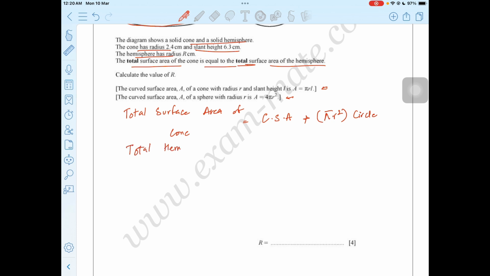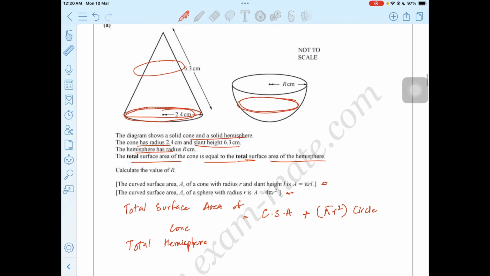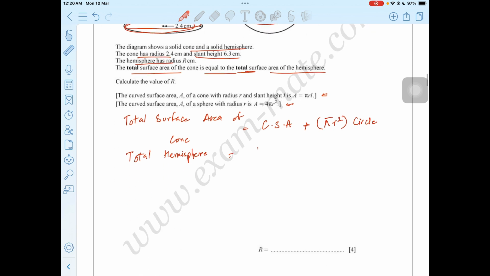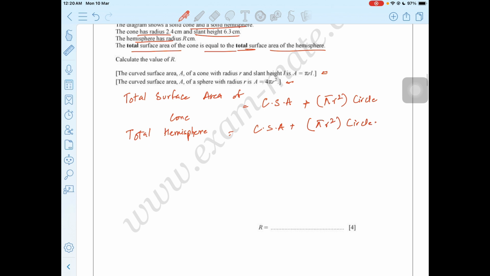And similarly in the hemisphere, we are given the curved surface area, that is this basically, right? So we have to add pi r square again, right? So this would be CSA plus pi r square, that is the circle, right?